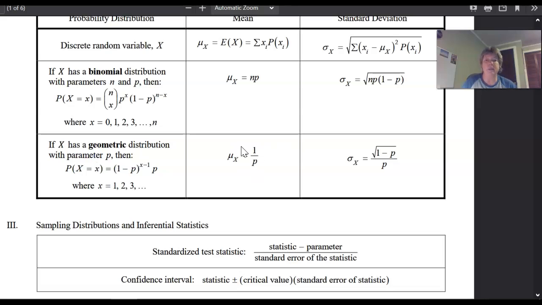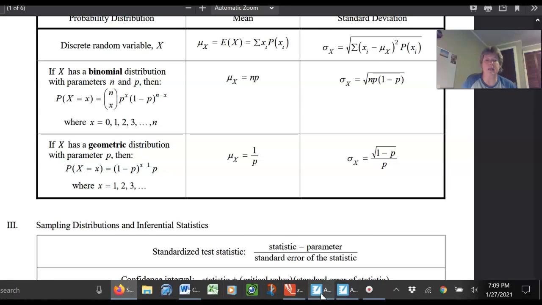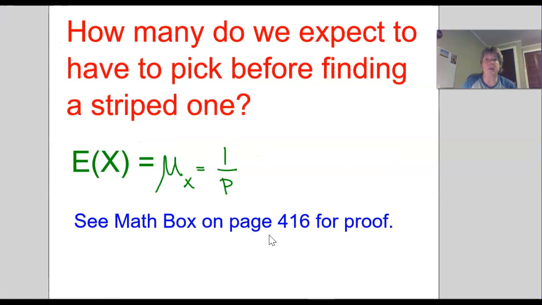So here is the mean of that. So that is, again, the expected number of trials until your first success happens. This is the standard deviation for a geometric model. I can say I've never had to use this for anything. So if you had asked me what the standard deviation was for a geometric model, I would have had to look it up. And in fact, I don't even think it was on the formula sheet prior to when they revamped this formula sheet last year. So if you ever do need to use that, it's there, but I've never seen a problem where I've needed it. So the only problems I've seen are where you need to find the expected value, and that's just 1 over p. So again, if you want to see a proof of that, you can go ahead and check out the math box on the bottom of page 416.